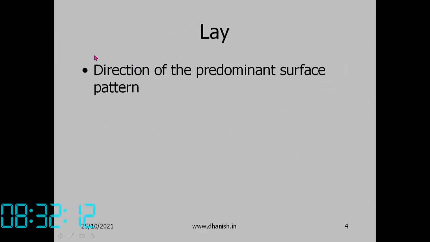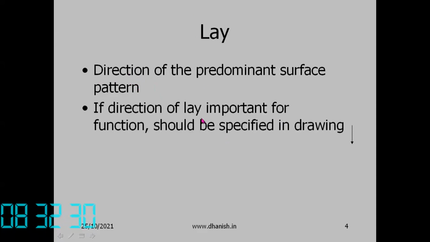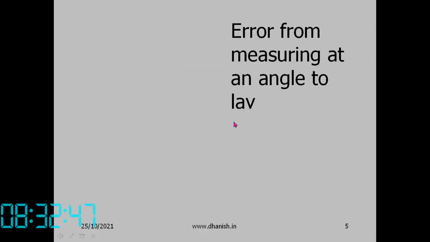So what is lay? Lay is the direction of the predominant surface pattern. We have seen the specification of surface texture. There are different types of lay: radial, perpendicular, parallel, random lay, etc. If the direction of lay is important for a function, it should be specified in the drawing. Which direction the lines of the lay should be in, if it is important for function, the designer has to mention that. It is the responsibility of the designer. So we have seen how it is specified.